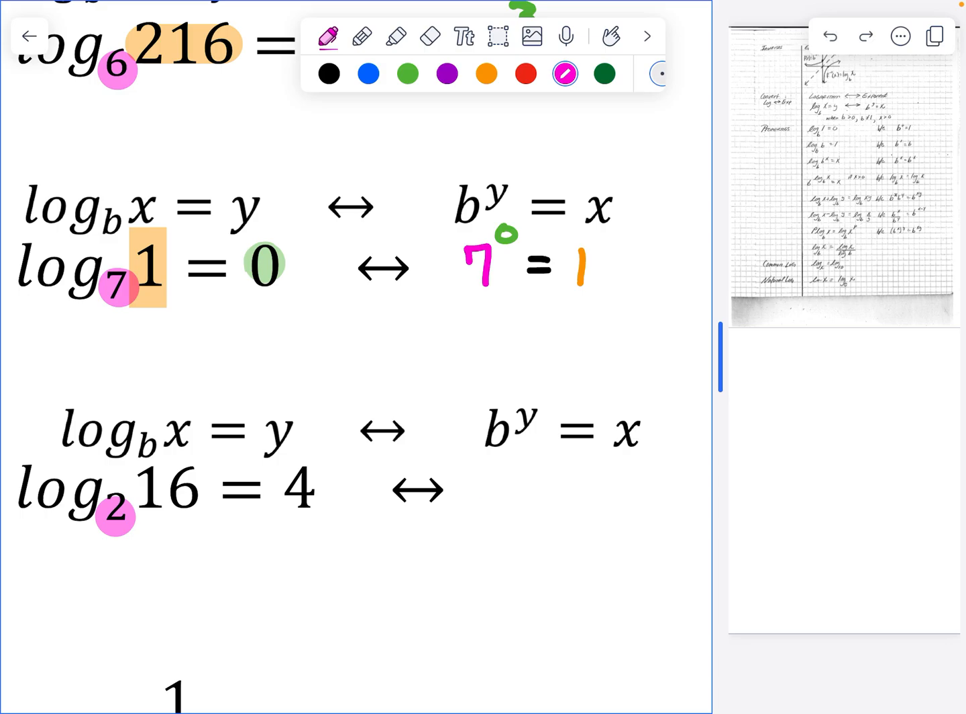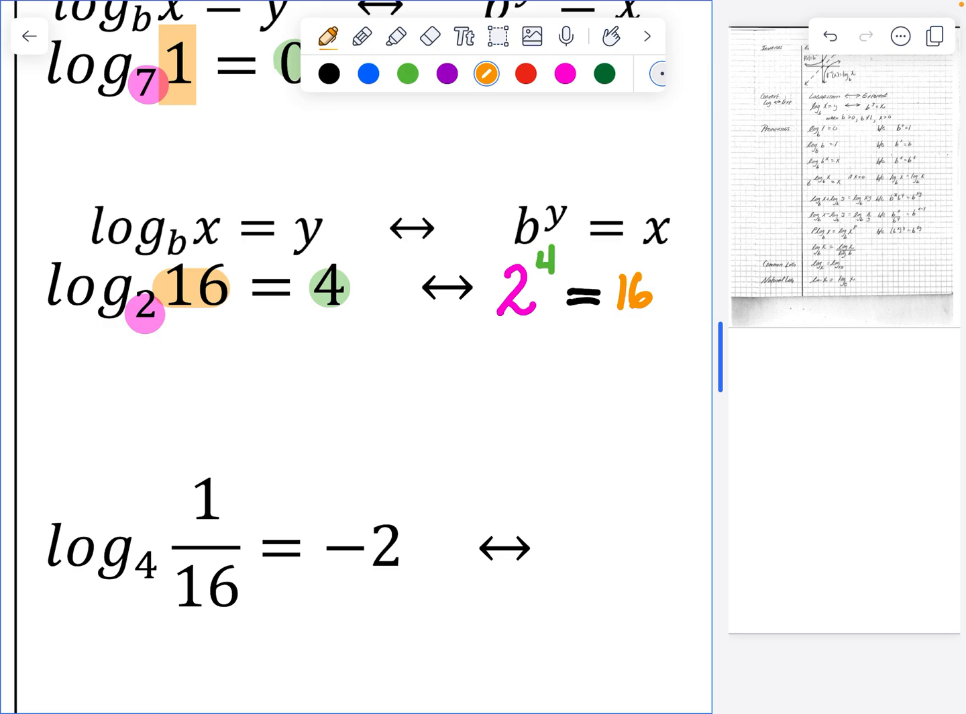I put E for exponent. My base of my exponential equation is a 2. The exponent, or the answer of my logarithm, is the exponent of the exponential equation, so that is a 4th power. And it is going to equal this number of the logarithm, which is 16. And it is true that 2 times 2 times 2 times 2 is 16. Okay?